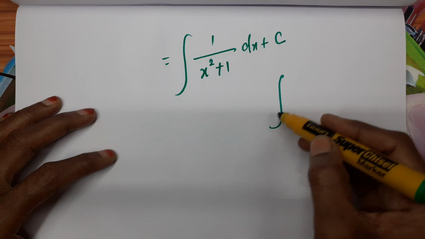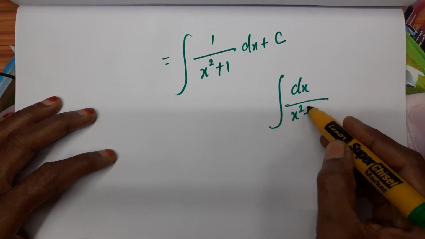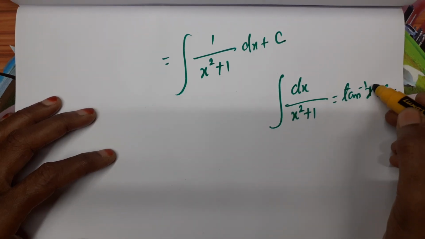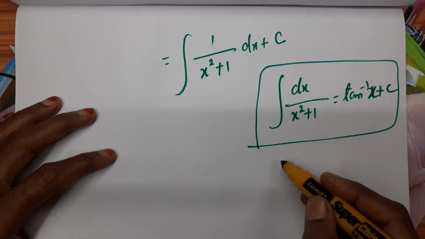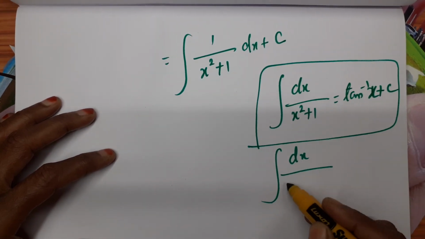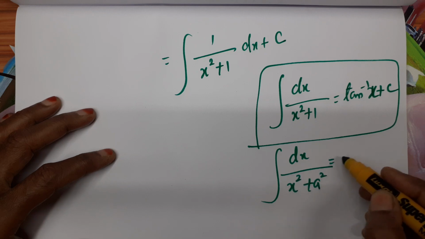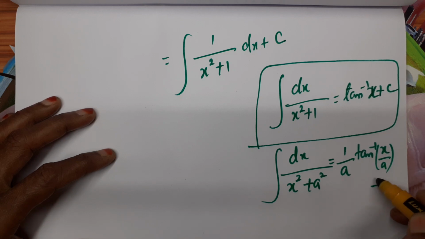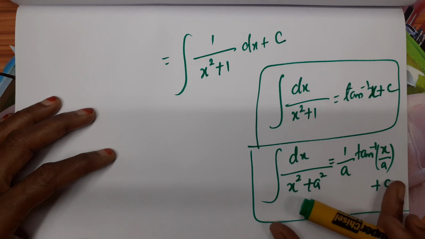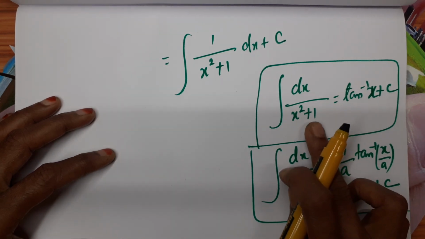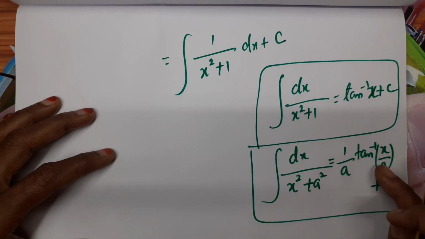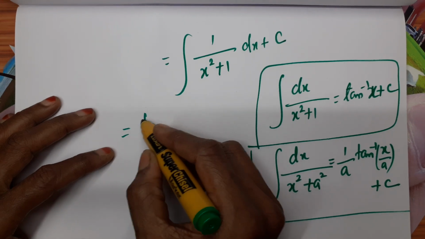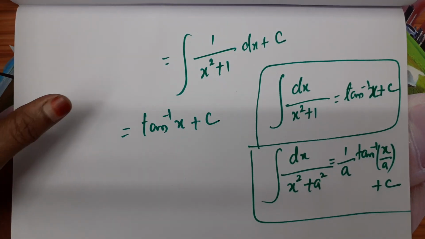We have a formula for integrating dx by x squared plus 1. It is tan inverse of x plus constant of integration c. This is the general formula: integral dx by x squared plus a squared is equal to 1 by a tan inverse of x by a plus constant of integration c. In the place of a we have 1. So 1 by 1 tan inverse of x by 1. That's how we are getting tan inverse of x. So after substitution, we are getting tan inverse of x plus constant of integration c.